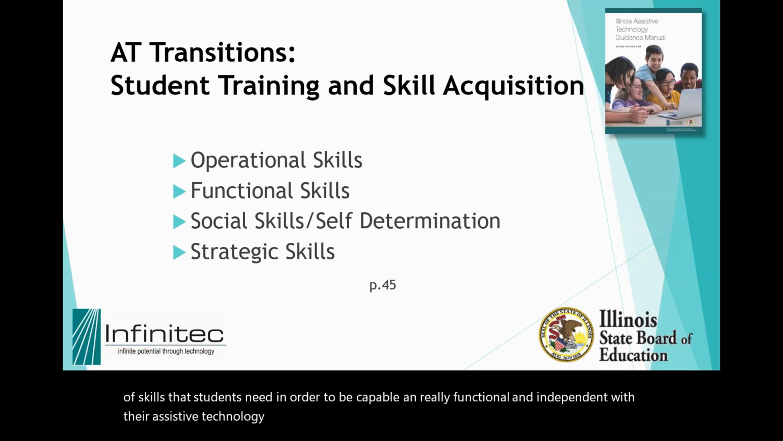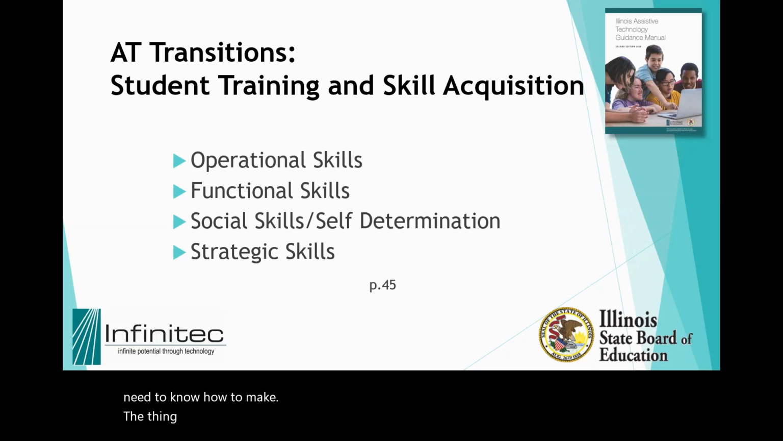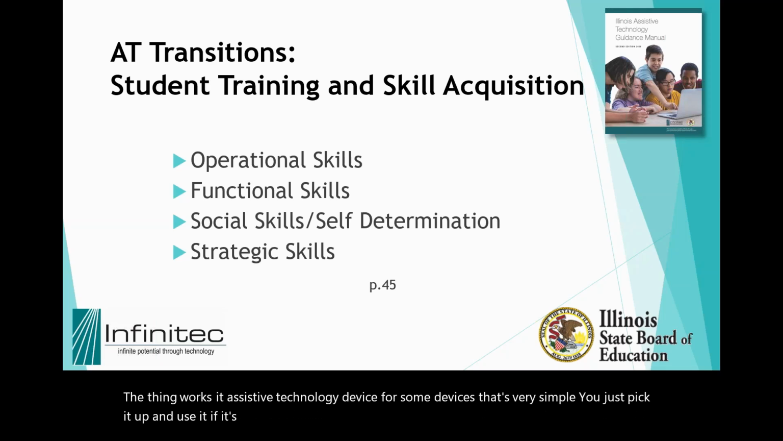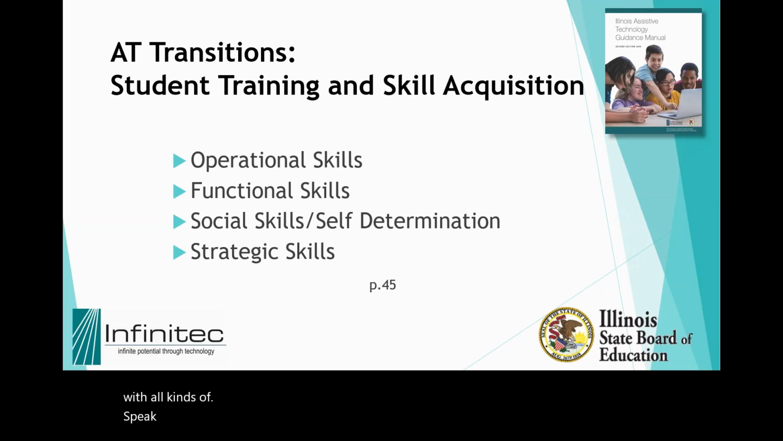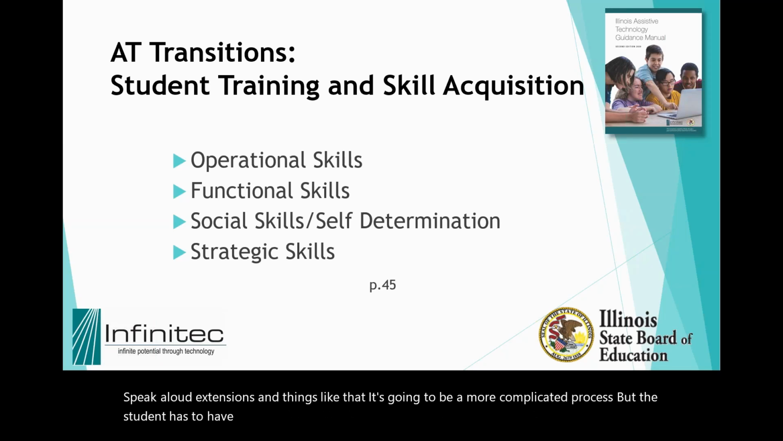So one of those kinds of skills is operational skills. Of course, you need to know how to make the thing work, the assistive technology device. For some devices, that's very simple. You just pick it up and use it if it's a special spoon or a pencil grip. For other devices, like a Chromebook with all kinds of speak aloud extensions and things like that, it's going to be a more complicated process. But the student has to have the skills to operate the device.